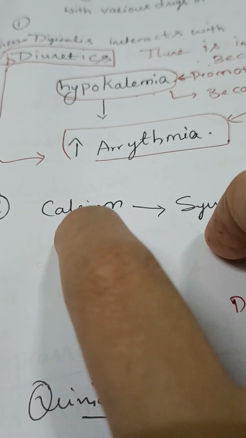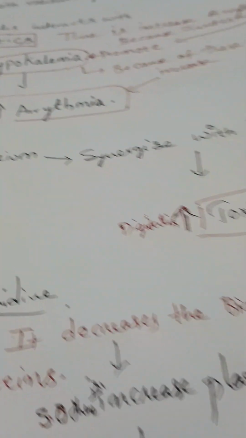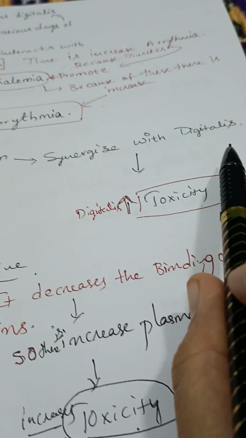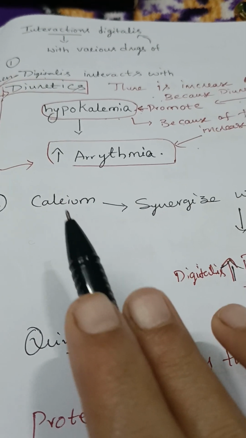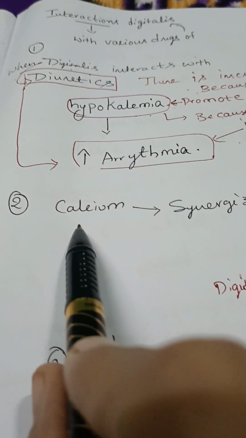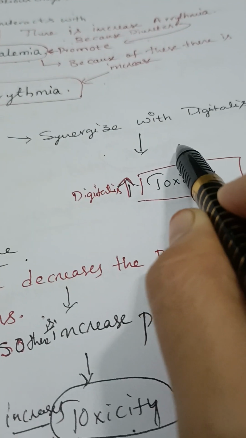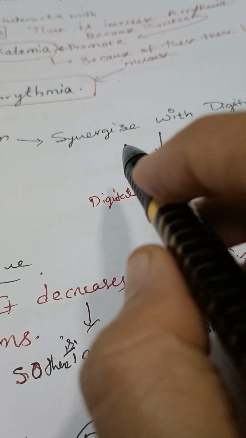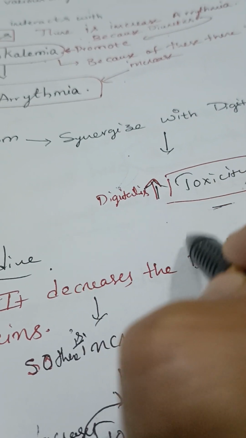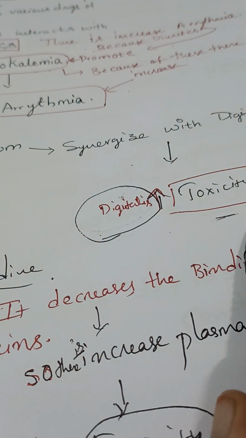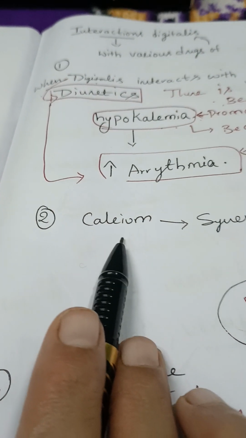When digitalis interacts with calcium, synergism is there. Synergism with digitalis is there, and that's why the toxicity increases. This particular drug, digitalis, increases the toxicity. This is the second interaction.